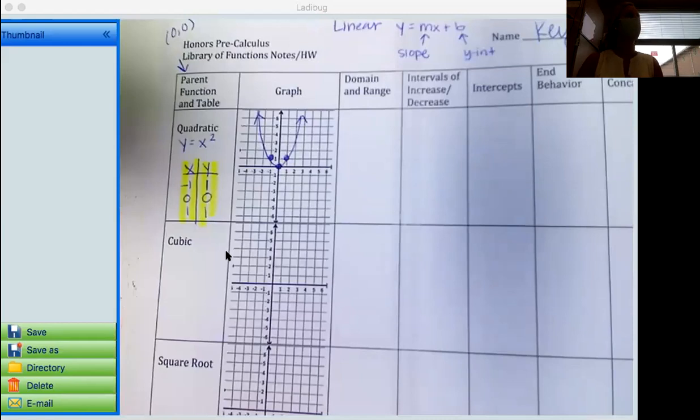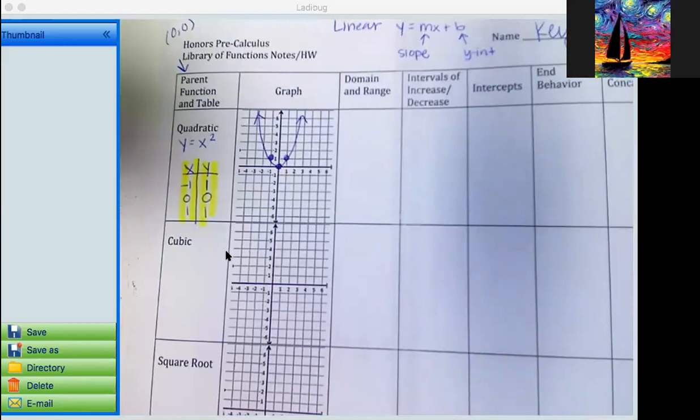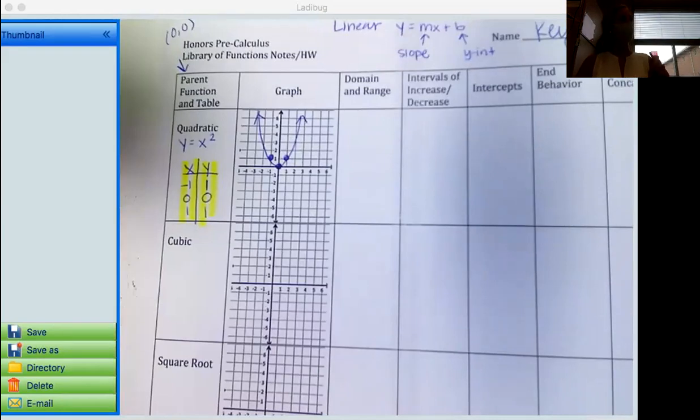What is it called if we move that graph around? Okay, it can be reflected. Transformation. Who said that? Kendall. Thank you, Kendall. Extra credit. Transformations. We can shift it up and down, left and right. We can reflect it. We can stretch it or compress it.